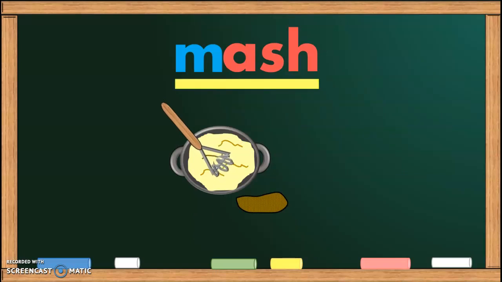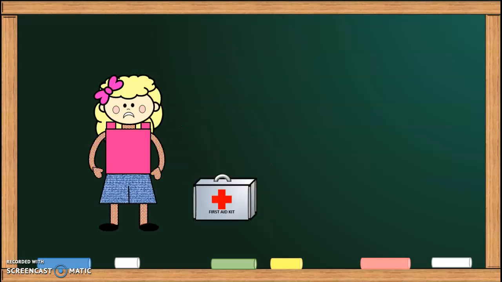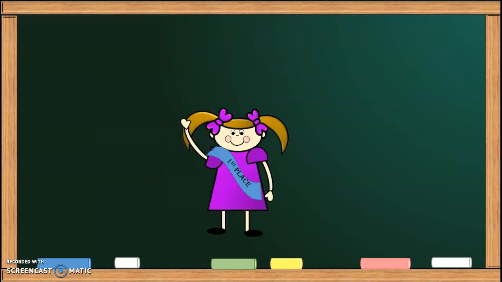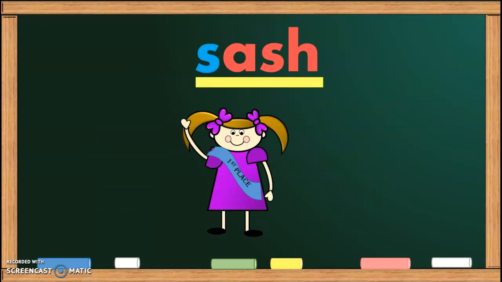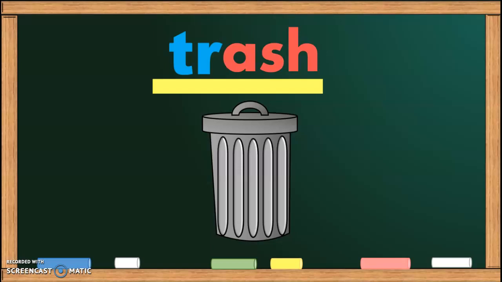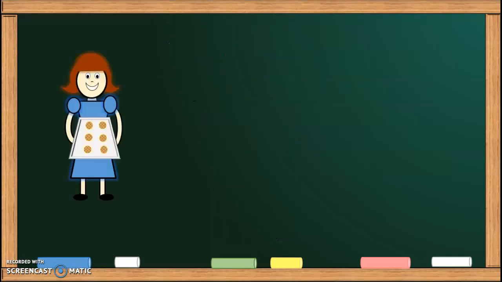M. Ash, mash. Anybody want mashed potatoes? R. Ash, rash. It's itchy. S. Ash, sash. A sash is something that goes across the middle of a dress. Tr. Ash, trash.